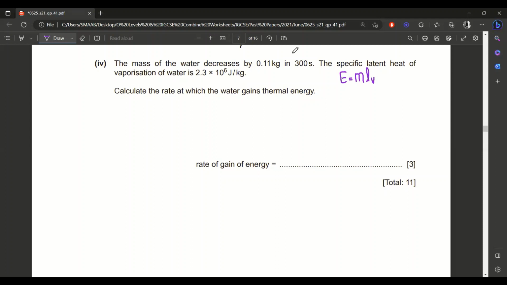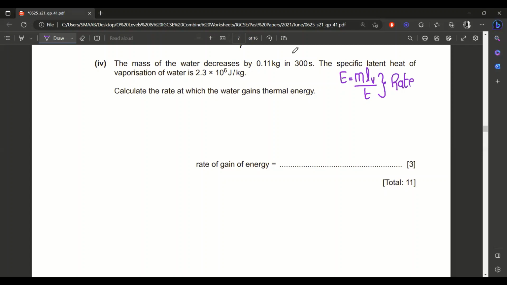So first we need to find out, they are asking us to calculate the rate at which. The word rate means we need to divide it by time, right? So we need to divide it by time. Yes, this concept of ml over t will give you the value of rate.